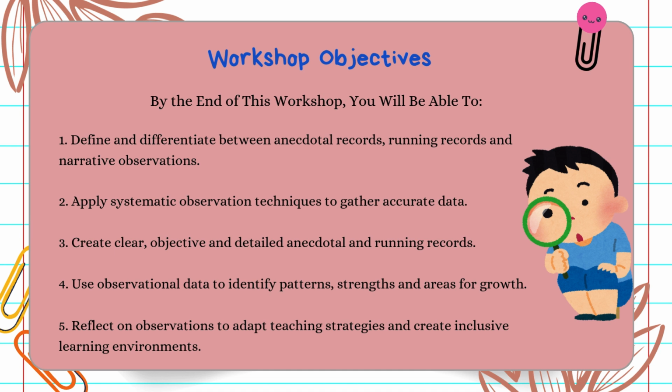By the end of this workshop, participants will be able to: 1, define and differentiate between anecdotal records, running records, and narrative observation. 2, apply systematic observation techniques to gather accurate and meaningful data about children's behaviors and progress. 3, create clear, objective, and detailed anecdotal and running records. 4, use observational data to identify patterns, strengths, and areas of growth in children's development. And 5, reflect on their observations to adapt teaching strategies and to create inclusive learning environments.